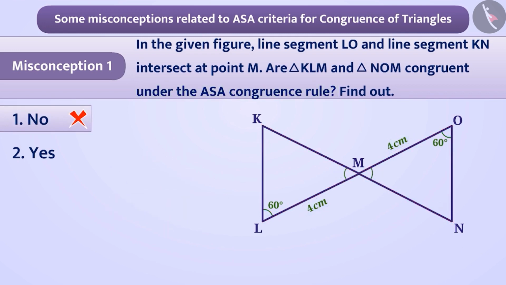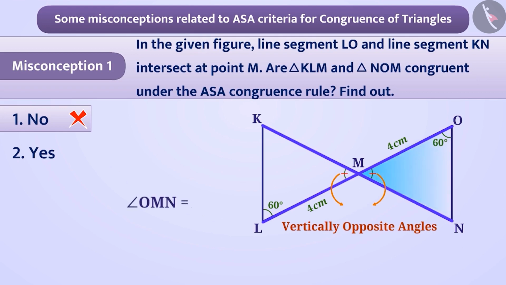Here, based on the information provided, they fail to establish a relation between the angles or sides of a triangle. In the figure given here, line segment LO and line segment KN intersect at point M. You are aware that the intersection of two lines gives us vertically opposite angles, and vertically opposite angles are equal. So here we can say that angle OMN is equal to angle KML.